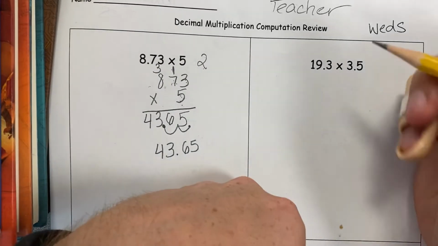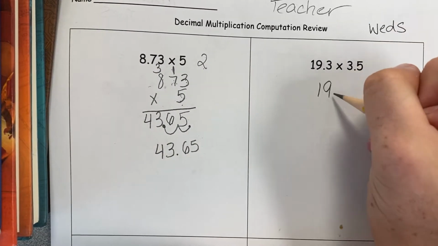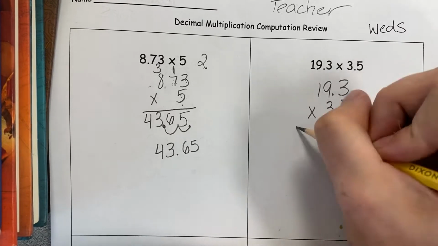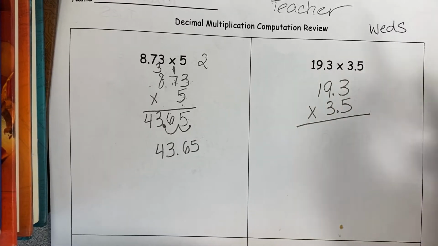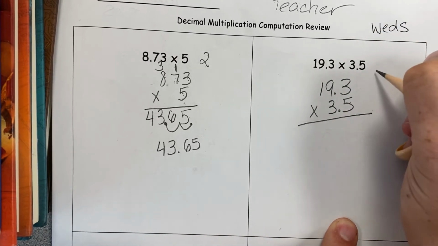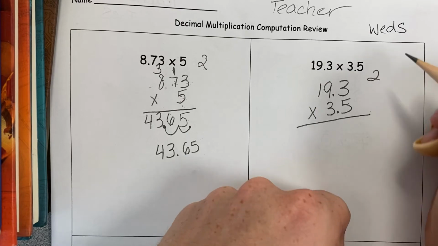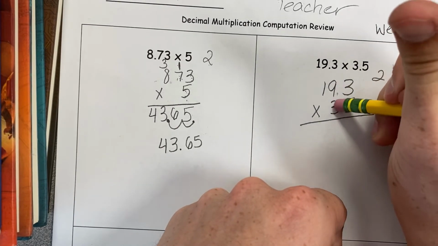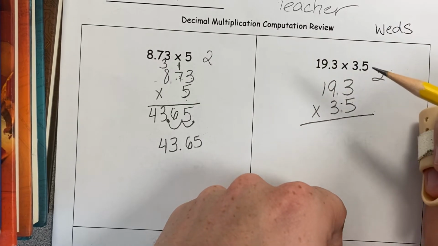All right, for number 2, I'm going to write my problem like a normal multiplication problem. Okay, I'm going to count how many numbers are behind the decimals. So in this case, I have 2 numbers behind the decimal, so I'm going to put a 2 up here. Then I'm going to erase my decimals so I can treat it like a normal problem. Okay, now I'm going to start multiplying.